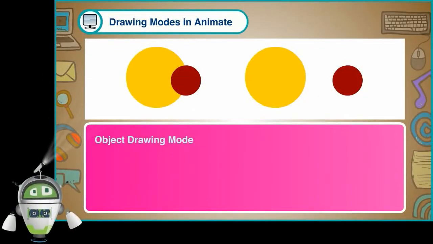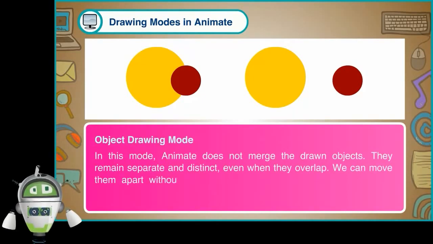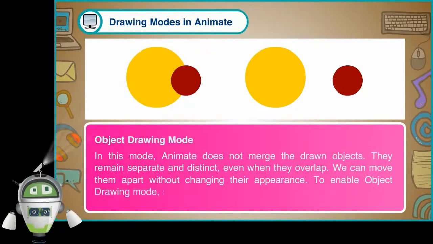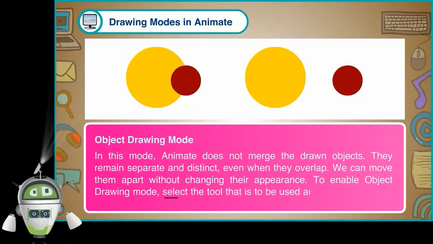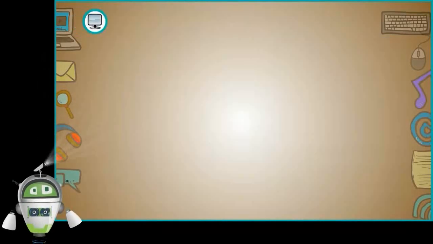Object Drawing Mode. In this mode, Animate does not merge the drawn objects. They remain separate and distinct even when they overlap. We can move them apart without changing their appearance. To enable Object Drawing Mode, select the tool that is to be used and then click on the Object Drawing icon in the Options area of the Tools panel.